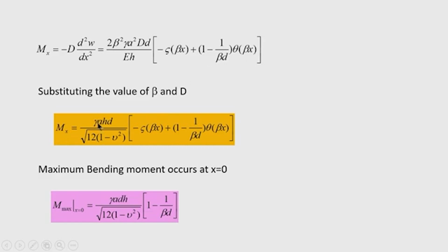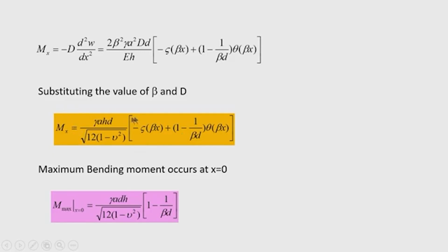So, m x is equal to gamma a h d, where a is the radius of the shell, h is the thickness of the shell, d is the depth of water or height of the tank, divided by root over 12 into 1 minus mu square into minus xi beta x, this is the function, plus 1 minus 1 by beta d into theta beta x.